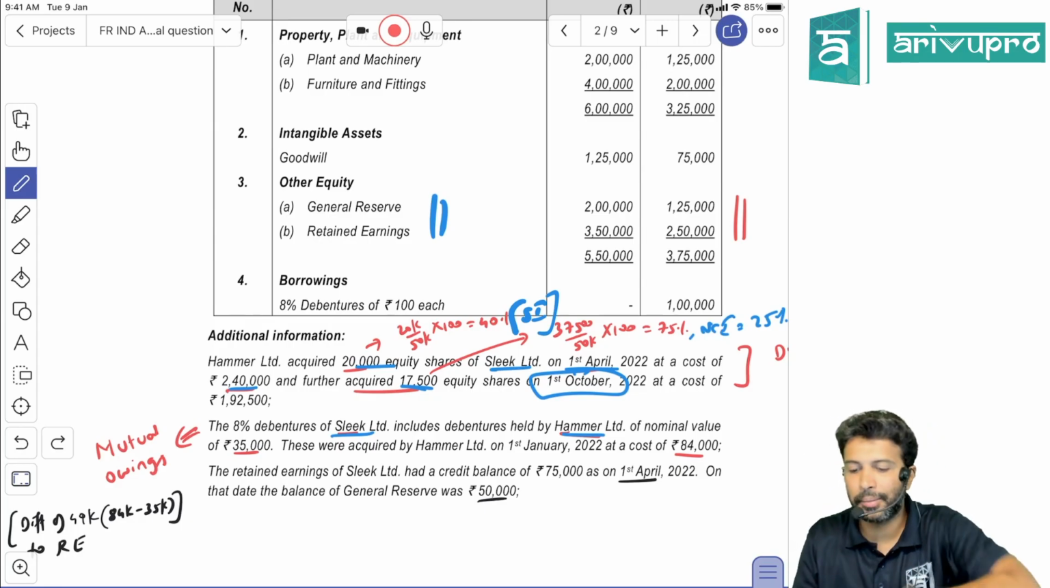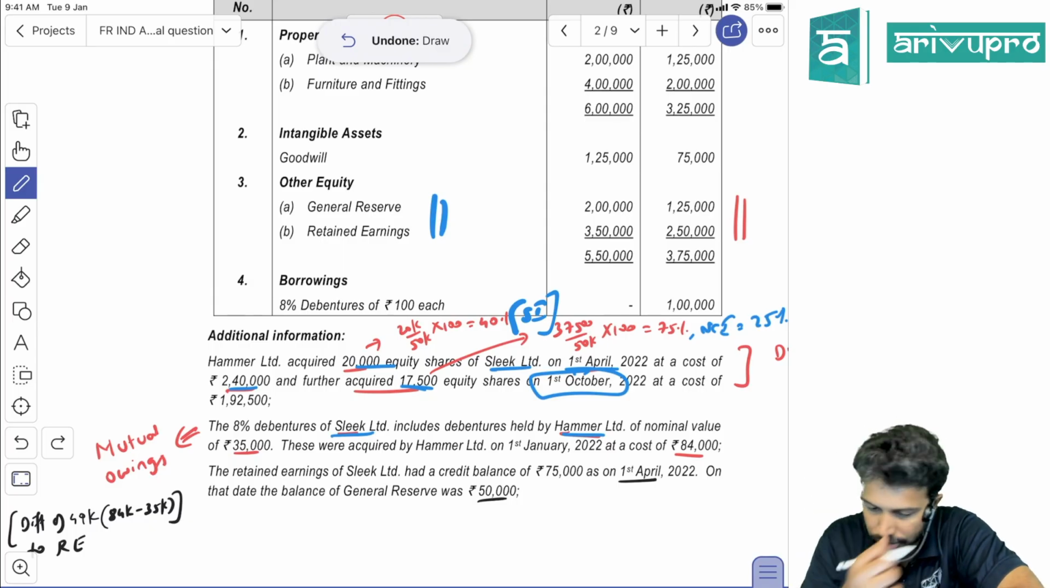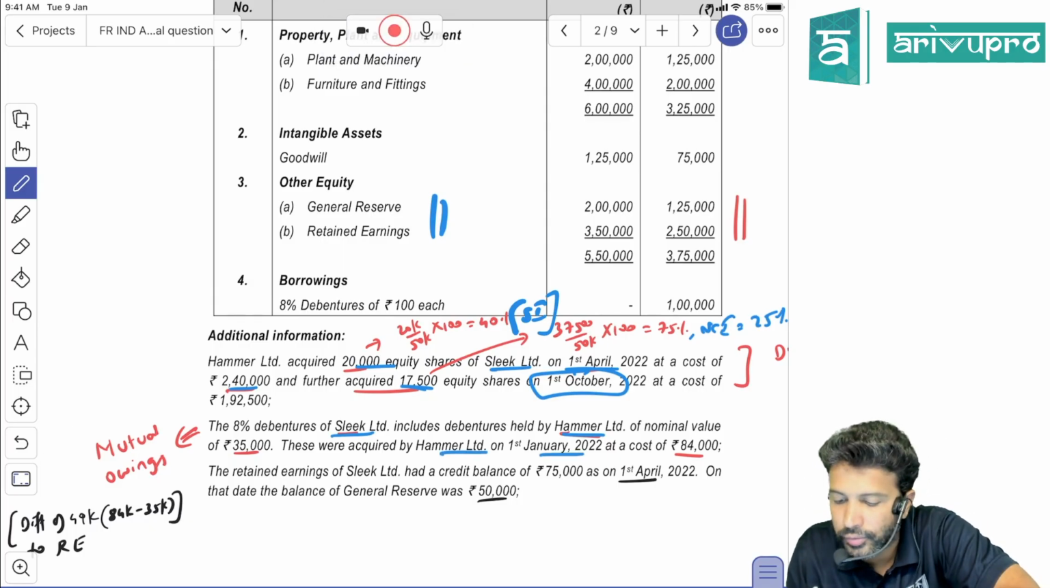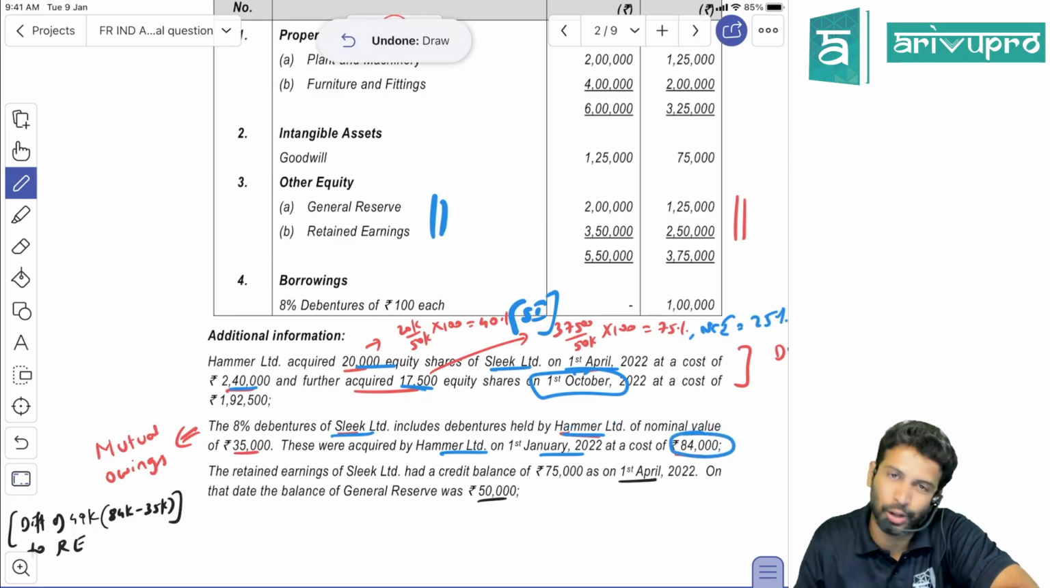That's what they're saying over here. The debentures of Sleek Limited include debentures held by Hammer at a nominal value of 35,000, so the face value is 35,000. These debentures were acquired by Hammer on 1st January 2022 at a cost of 84,000, so Hammer is showing it at 84,000.